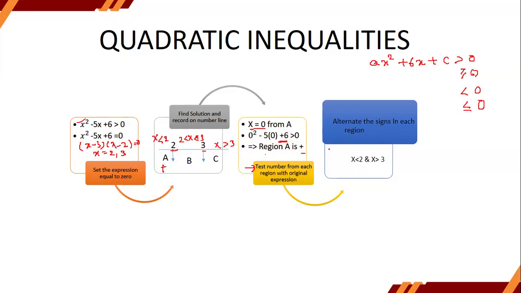What is the next step? Alternate the signs in each region. You just need to alternate the signs in each of the regions over here. So what does that mean? The expression x² − 5x + 6 is positive in region A and it is positive in region C. What are the x values in region A? That is when x is less than 2. And what is the range of values for region C? That is x greater than 3. All right, so hope this is clear, and that is how we solve quadratic inequalities.